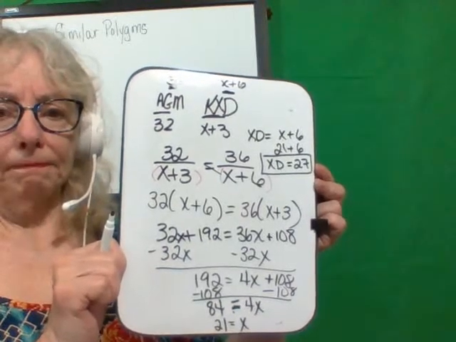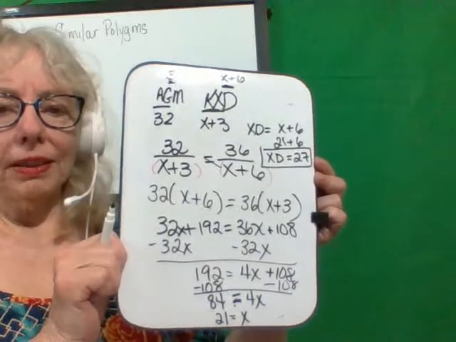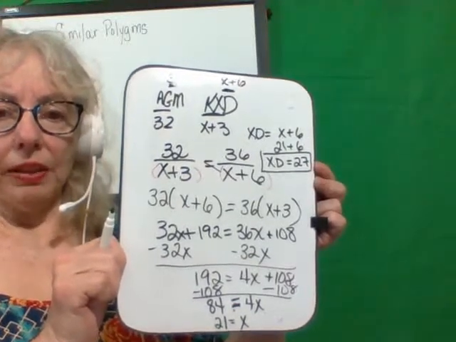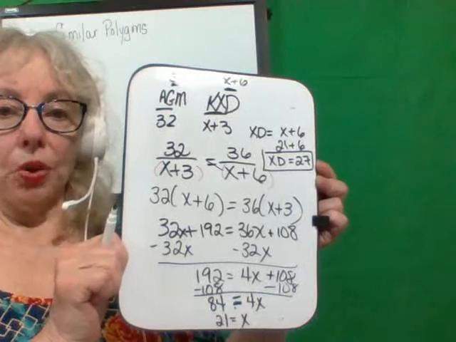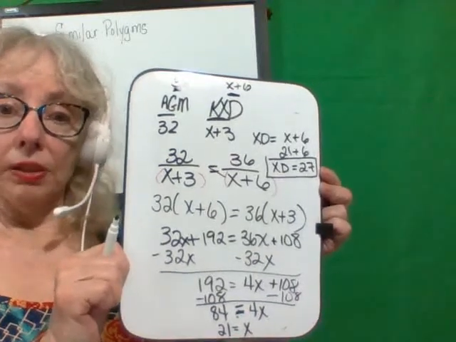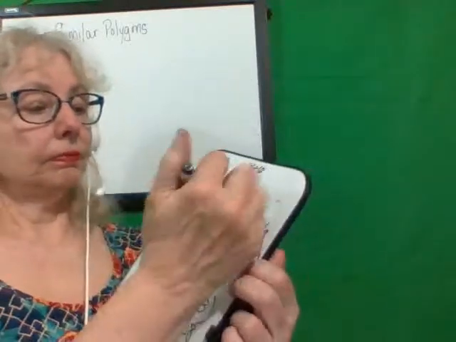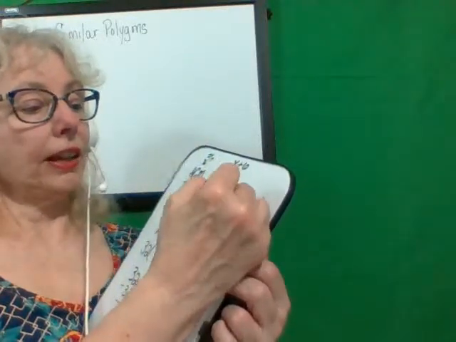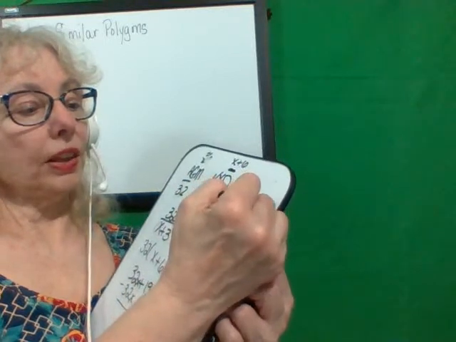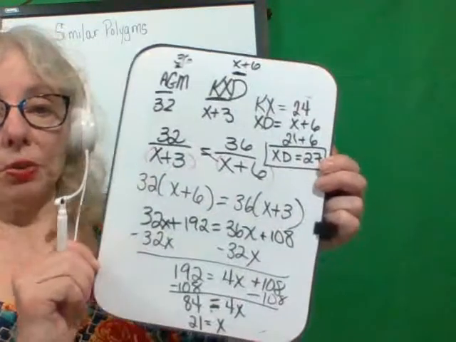Okay? What would be the length of the other side? Well, it would be 21 plus 3, or 24. So KX, if I had to find KX, would have a length of 24.